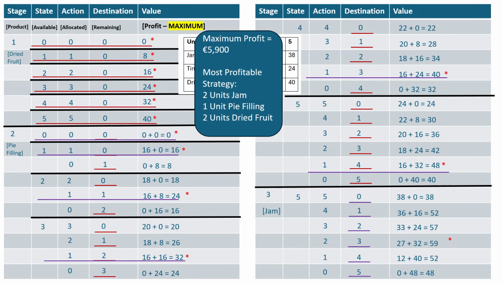I'll actually do it in highlighter. So we have this line here, which means we allocate 2 to jam, and that leaves 3 left over. So we come back over here to 3 left over. So for pie fillings, we'll have 3 left over, and the best strategy is to allocate 1 unit. And then when we come back up here, there'll be 2 left over. So it's this strategy here. So that will be 2 left over. So 2 allocated to dried fruit.